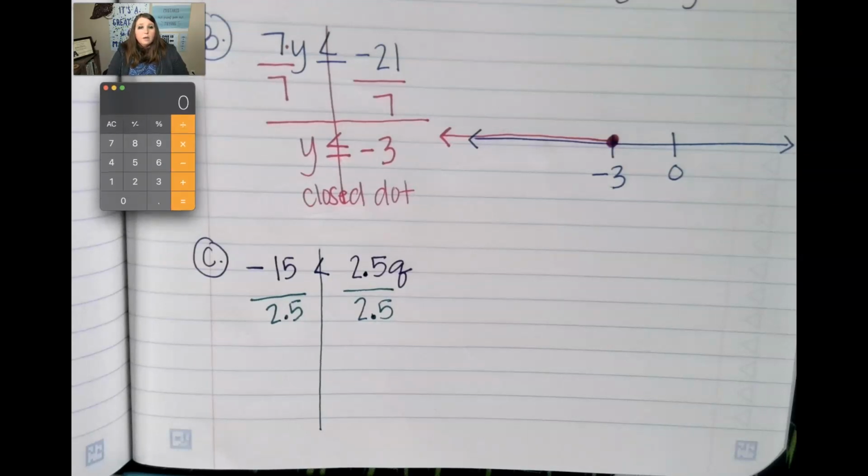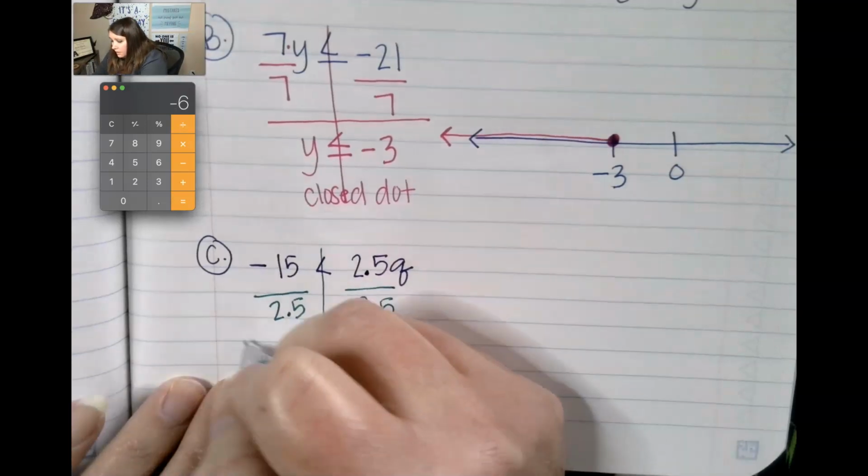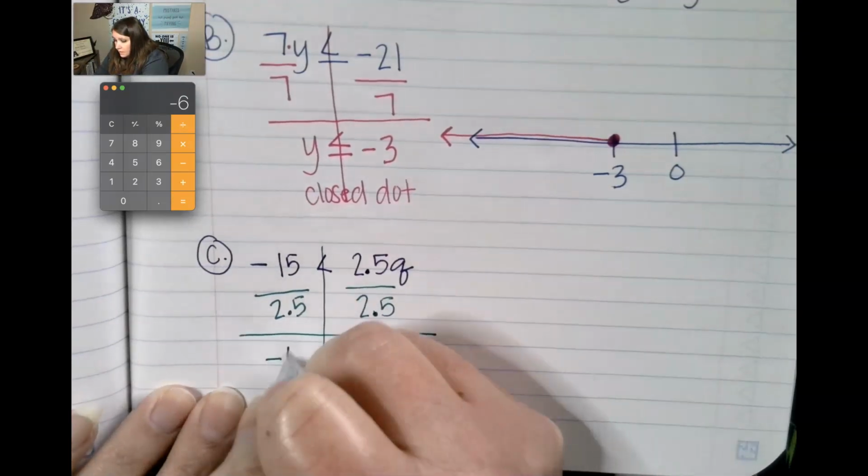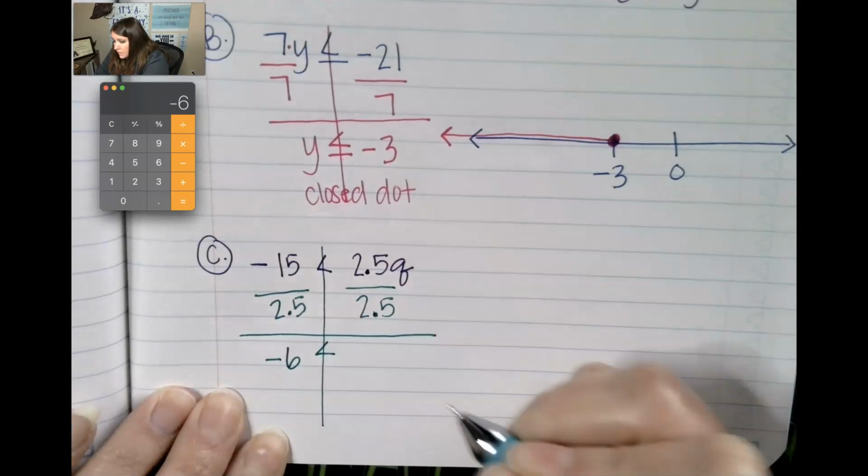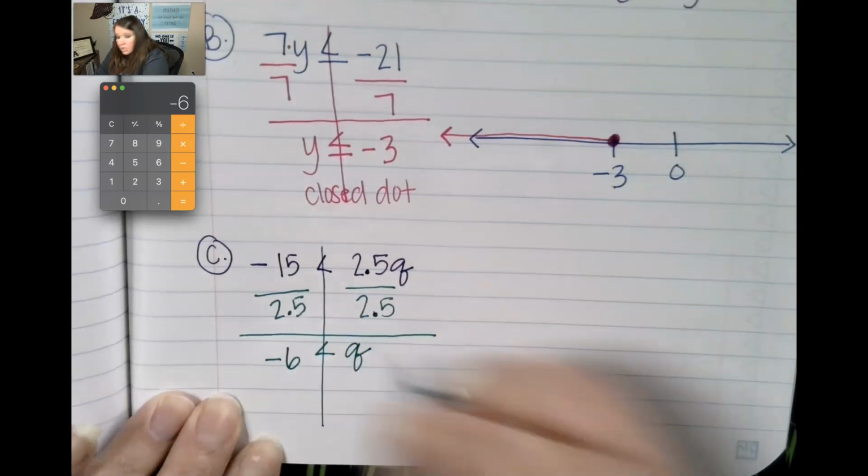There we go. And we're going to do negative 15, with the negative sign, divided by 2.5, and that gives an answer of negative 6. So negative 6, drop down my symbol and the Q.